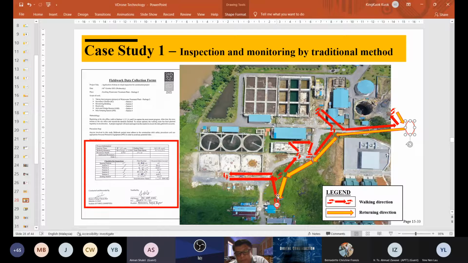So every time the physical monitoring team reaches the site for a particular location, they need to record how much time it takes to travel from point A to point B, then from point B to point C, and from point C to point D. We need to record it and put it in the form on the left.